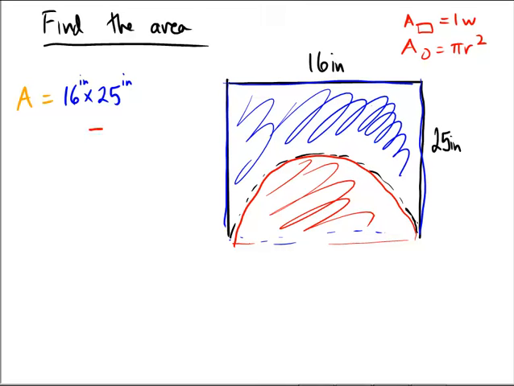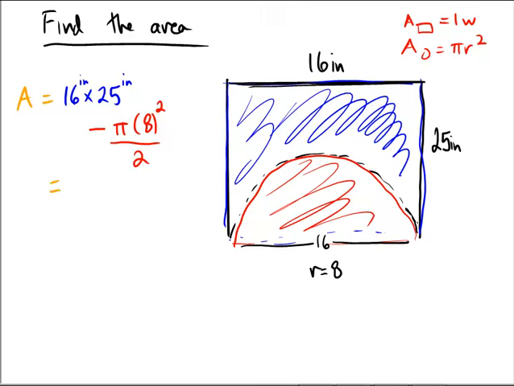So I'm going to take that 16 times 25 and I'm going to subtract a pi. I need to figure out what r is, so notice that since the top is 16, that means my diameter down here is also 16, and therefore my radius would be 8. So we have a pi times an r, which is 8 squared. That would be one whole circle, but we don't want the whole circle, we want half of a circle. So I need to do 16 inches times 25 inches minus pi 8 inches squared over 2.